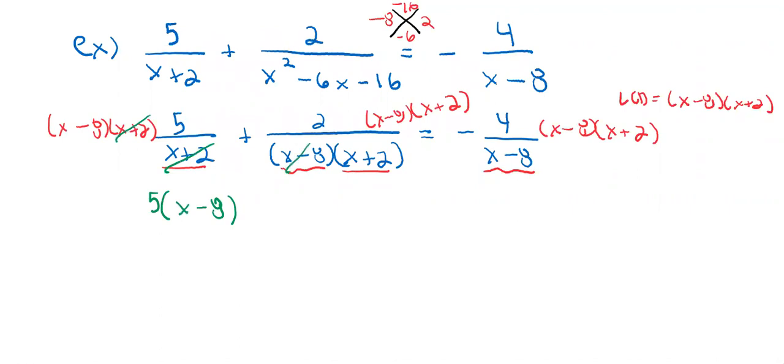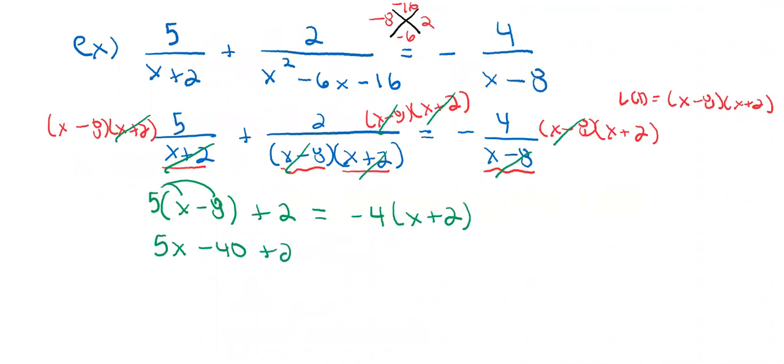The second fraction, everything cancels, and we're just left with 2. Third fraction, the x minus 8 cancels, and we're left with negative 4 times x plus 2. And this is why I usually save the distribution, because right here in this last term, that negative, you may have accidentally forgotten to distribute it, but now I won't. So I'm going to distribute 5x minus 40 plus 2. Here we'll distribute the negative 4 and get negative 4x minus 8.